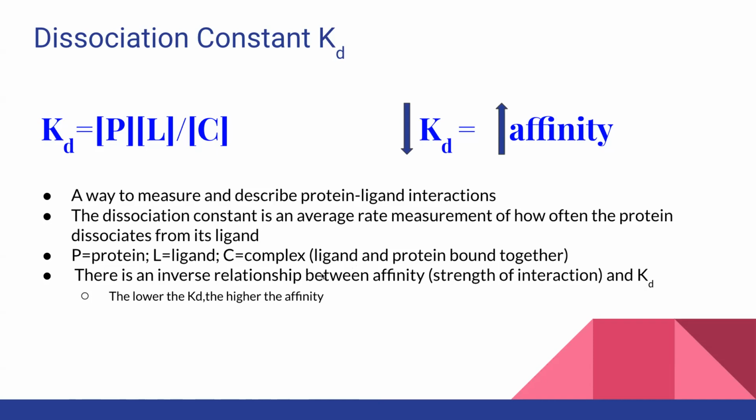But the lower the KD, the higher the affinity. Your KD is the concentration of ligand when the protein and the complex are equal to each other. Don't worry too much about what that means, what KD means. Just always remember that KD is the dissociation constant and that when it's lower, affinity is higher. That's all I would concern myself with.